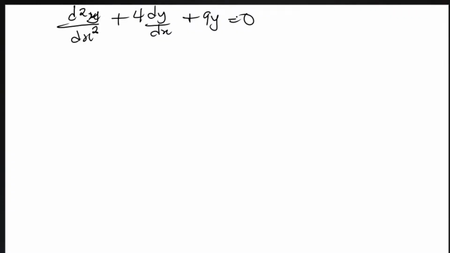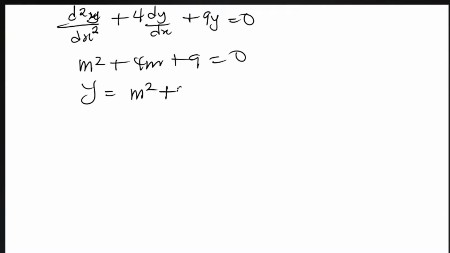Now, to get the auxiliary equation, we already know that our auxiliary equation is always given as m squared plus 4m plus 9, and this is 0. So your auxiliary equation will now be m squared plus 4m plus 9. Are we together?